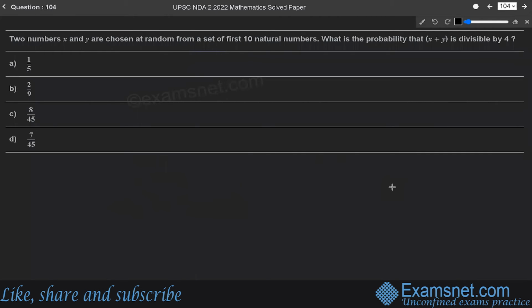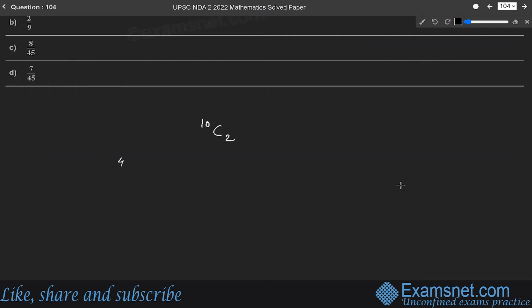Next question is, two numbers x and y are chosen at random from a set of the first 10 natural numbers. Two numbers are taken from 10 natural numbers, so it will be 10C2. What is the probability that x plus y is divisible by 4? So let us write the numbers which will be divisible by 4: 4, 8, 12, 16, and since there are 10 natural numbers, the last sum will be 10 plus 10, which is 20.